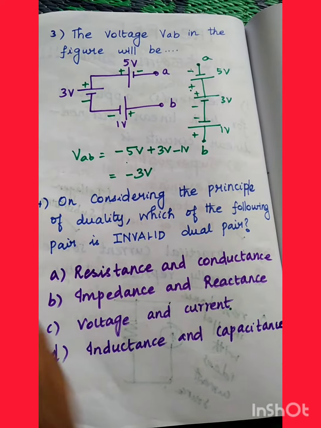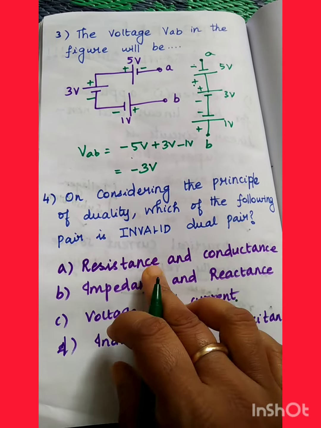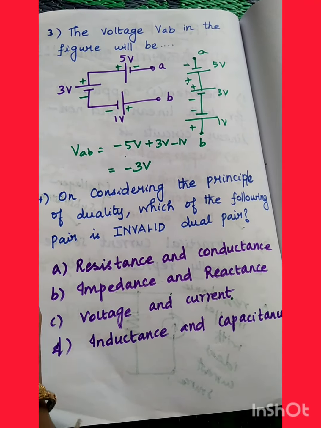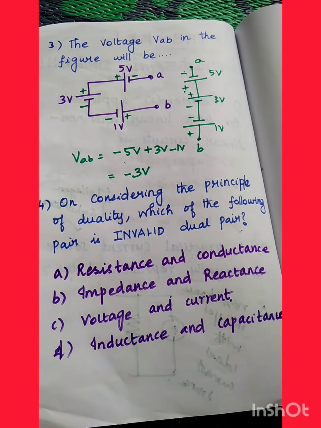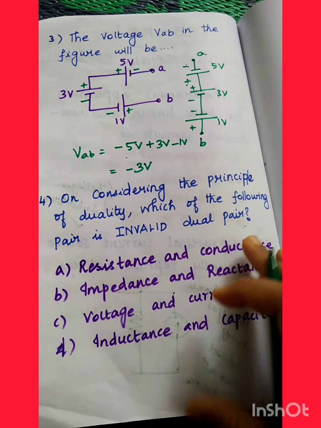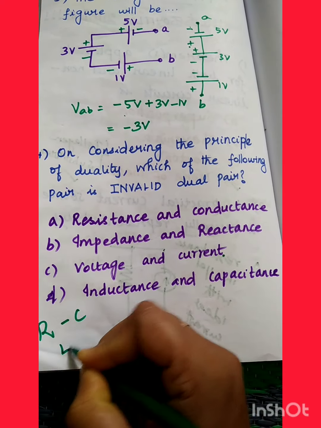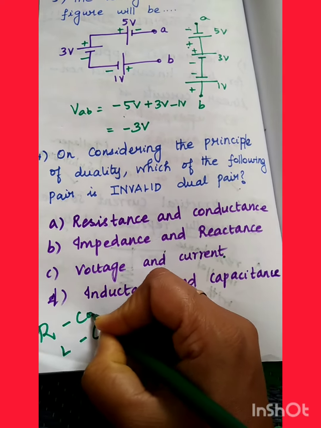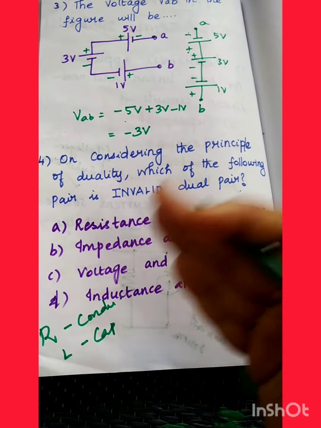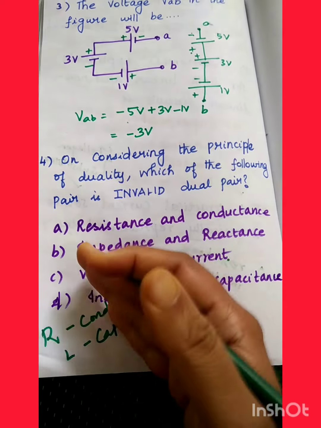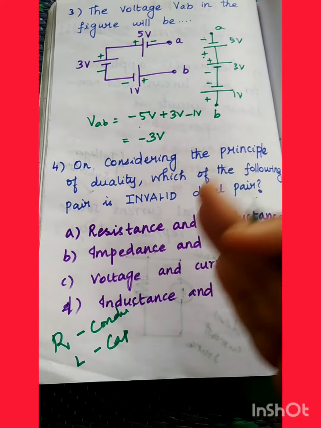The next one, the fourth question: on considering the principle of duality, which of the following pair is an invalid dual pair? They have given you 4 different options. Before going to solve this, we need to understand some important dual relations. Resistance means conductance, inductance means capacitance. A series branch means we have to move on to the parallel branch, and mesh means node. The switch closed means switch open.